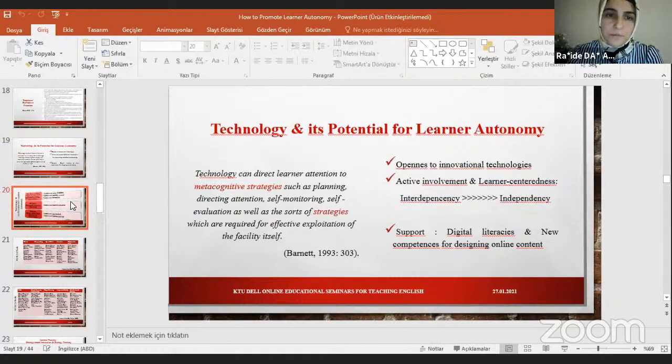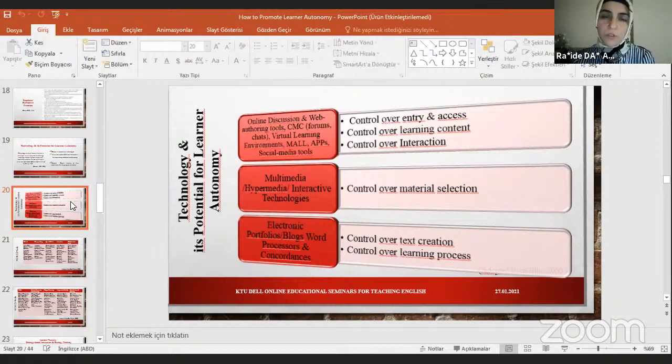Technology and its potential for learner autonomy. We discussed that. I tried to inform you that you should always share your role with your students in terms of controlling their learning process. Technology helps you to share your role, your autonomy with your students, because as you see in the slide, different types of technologies will help your learners to control over entry, over learning content.